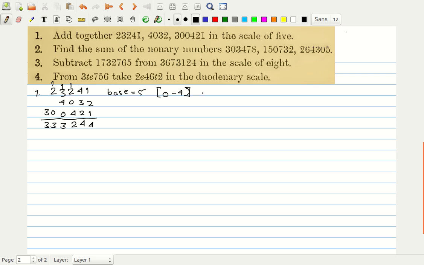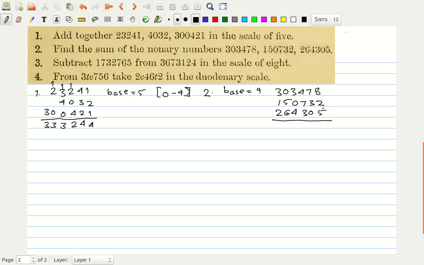Now let us see the second problem. Over here the base is going to be 9, and we have to add 3, 0, 3, 4, 7, 8, 1, 5, 0, 7, 3, 2, 2, 6 and 4, 3, 0, 5, right? What are the symbols you can have? You can have numbers 0 to 8.